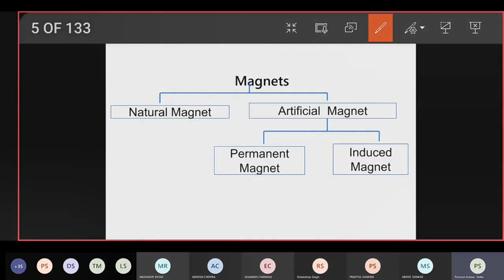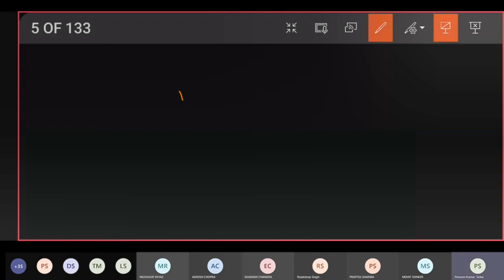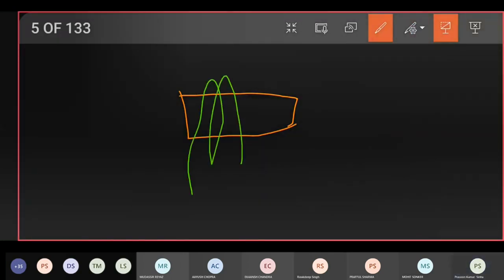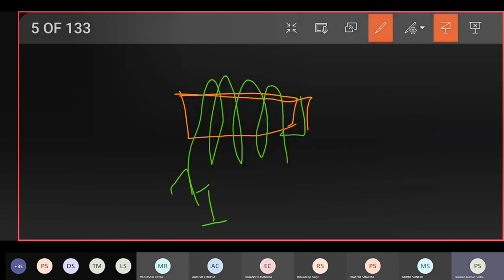So what we understood now was the permanent magnet. The other artificial magnet is the induced magnet. Again, same condition. We go back again to the same solenoid and the coil. We pass a current through this. When we pass the current, this becomes a magnet. This orange material, orange meaning the ferromagnetic material, becomes a magnet.